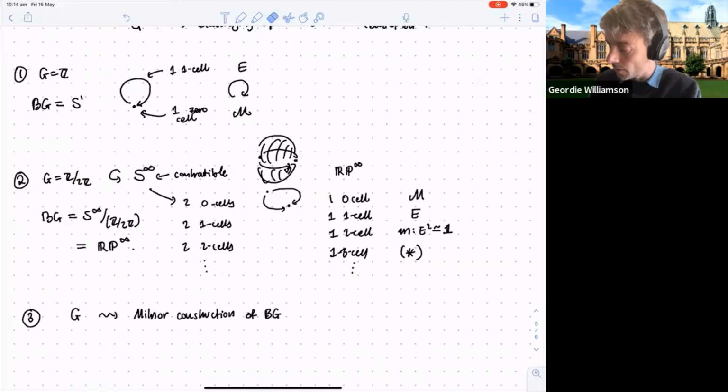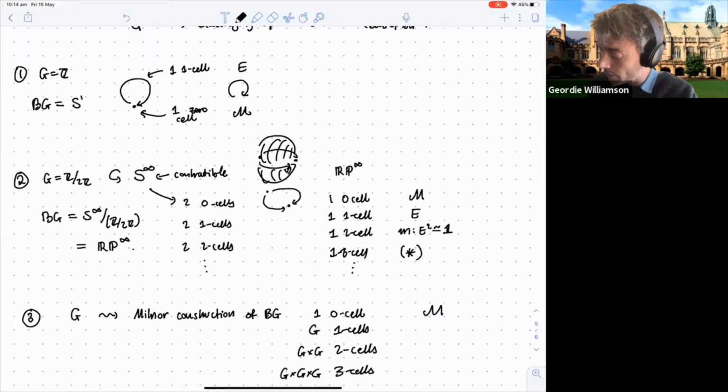And this gives us G one cells. So one zero cell, G one cells, G times G two cells, G times G times G, three cells, etc. And so this would be our M, this would be our FG.